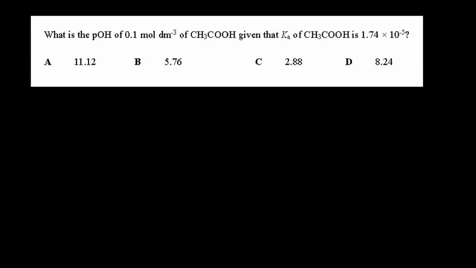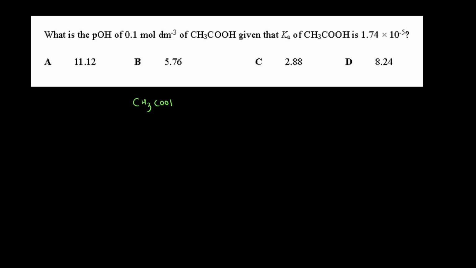Okay, so the question is: what is the pOH of 0.1 mole per dm cube of acetic acid, given that Ka of acetic acid is 1.74 into 10 to the power minus 5? So we need to find pOH. To find pOH, if we know pH, we can subtract that pH from 14 and we get pOH. So to find pH, we need the H plus ion concentration. So how can we find the H plus ion concentration?